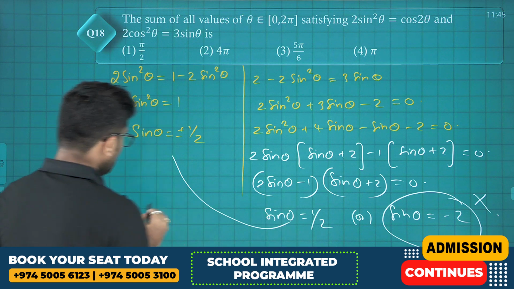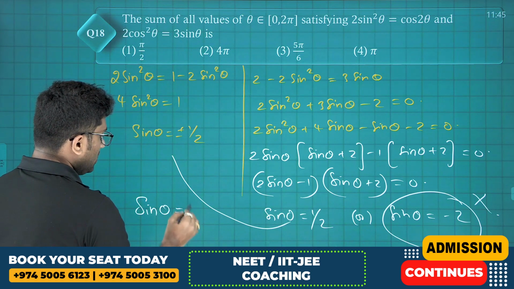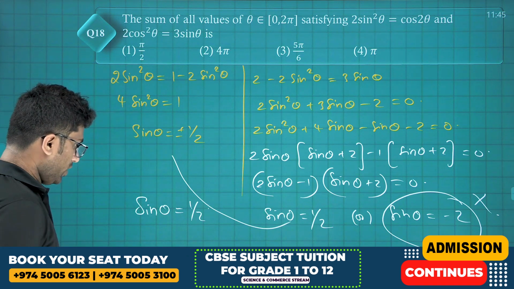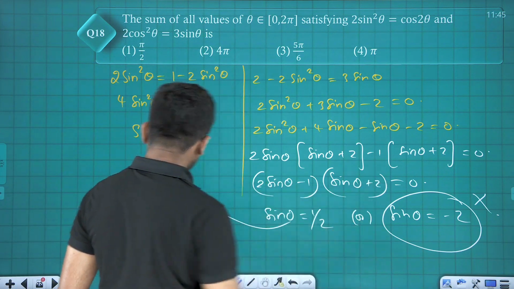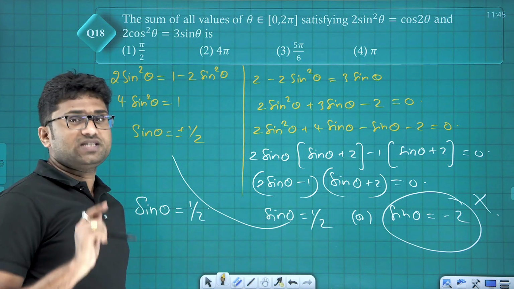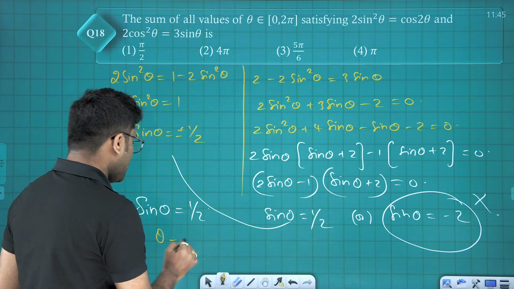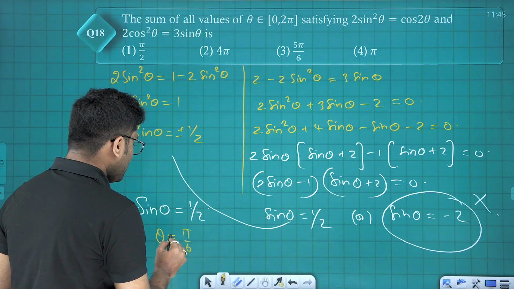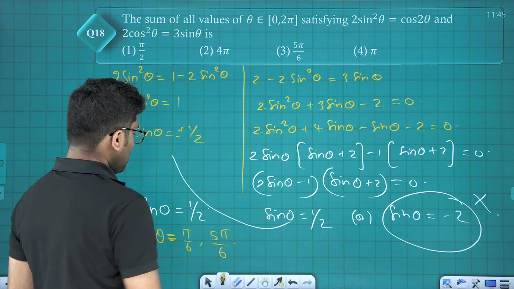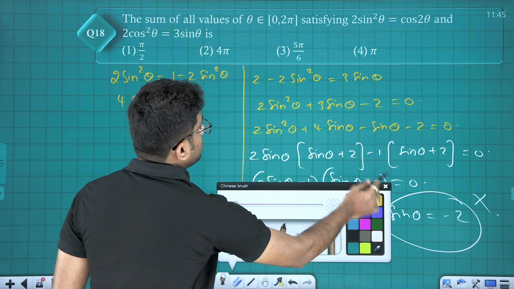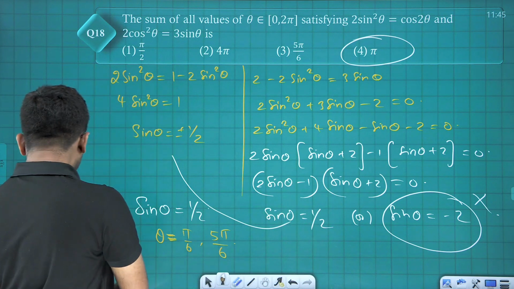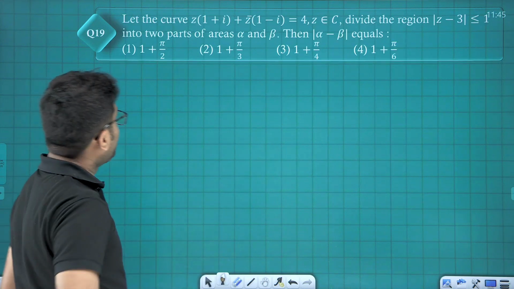And from these two, sin theta equals 1 by 2 is the only solution. We have got this. Okay. Now, what are all the values of theta for sin theta equals 1 by 2 in the closed interval 0 to 2 pi? Only first and second quadrant. First quadrant means pi by 6. Second quadrant means pi minus pi by 6, which is 5 pi by 6. These two are the solutions. Now, the sum of these two, pi by 6 plus 5 pi by 6, which is 1. So, that is pi.